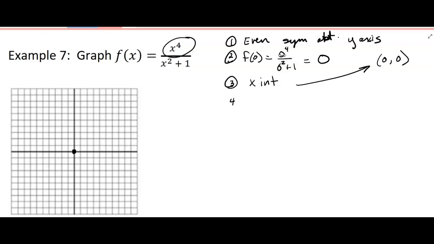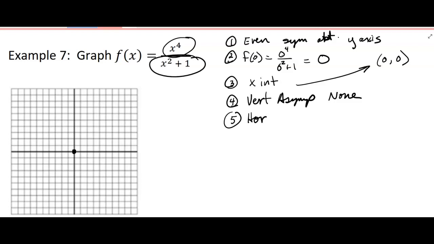Right now, let's look for vertical asymptotes. Well, look at the denominator. When is that going to be 0? It's not. So there are none. No vertical asymptotes. What about horizontal asymptotes? Well, this time n is greater than m, so there are none. There are no horizontal asymptotes. We don't have any horizontal asymptotes. That's okay. We'll get over it.